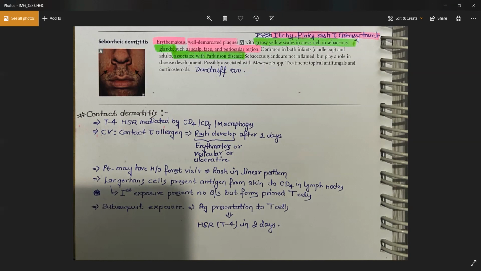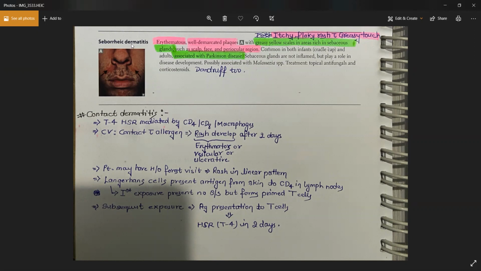Now comes seborrheic dermatitis. As the name suggests, it is an inflammatory condition of the skin, and it is seborrheic, that means you will have rich sebum in the skin. So this condition will be very erythematous, and it will present with erythematous, well-demarcated plaques. They have very greasy yellow scales. Why greasy? Because of the presence of sebum, right? And that's why the name seborrheic dermatitis.